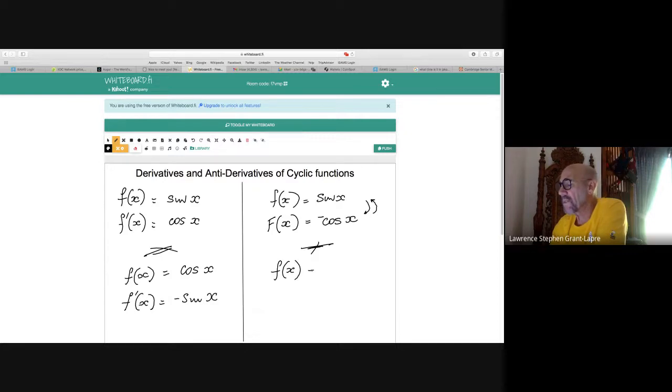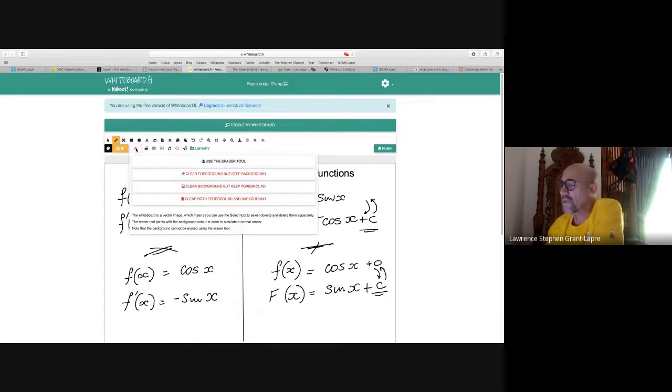Now, if a function of x is cos x, what is the antiderivative of cos x? Oh, I've forgotten something up here. Plus c, very important. Otherwise, it's not correct. The antiderivative of cos x is, in fact, sine x plus c, because the derivative of a constant is 0, and the integral of 0 is a constant. 0 is invisible, so you couldn't see it up here.